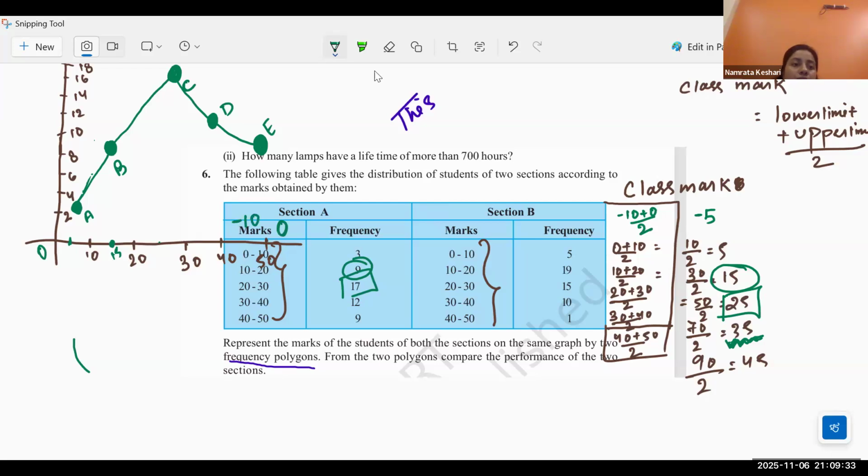Yes or no? Yes, ma'am. So the point is minus 5, the class mark. And what about the frequency? It's 0, because this is a virtual class interval we have created. Here nothing is there as a frequency. So the point will be minus 5 comma 0. Making sense?